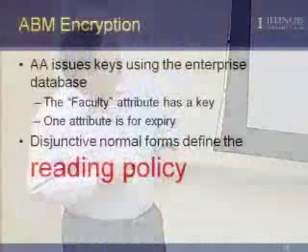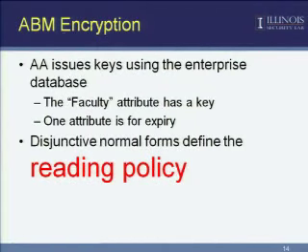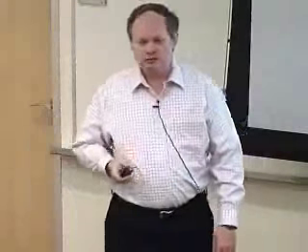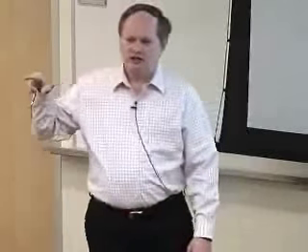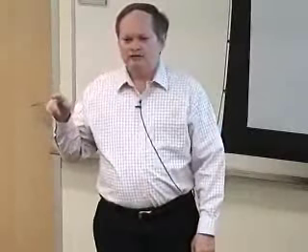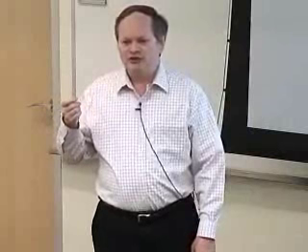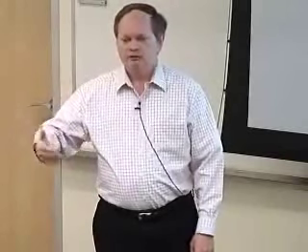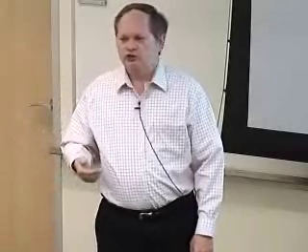So let's go on to the reading policy here. The attribute authority issues keys using the enterprise database, like it looks up in the database whether I'm faculty. And then it says how long it thinks I can be faculty for and gives me an expiration key. So, for example, you can say faculty and 2008. If you say faculty in 2008, then I'll have to have both the 2008 attribute and the faculty attribute at the same time. And so you can issue a group of keys and issue an expiry attribute. Then if people want to use expirations on things, they can crudely expire things.